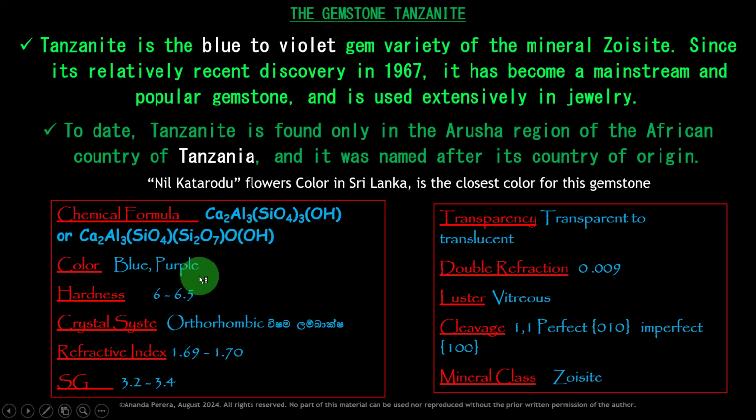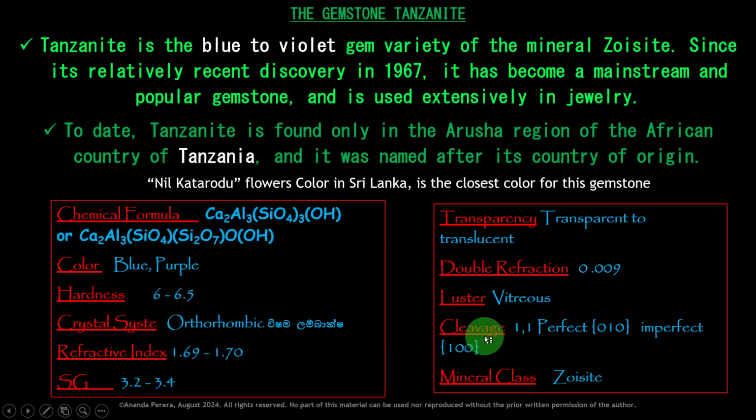Color, blue, purple. Hardness is this. Crystal system is orthorhombic. Tanzanite is orthorhombic, and the other one is monoclinic. You can remember it from the earlier lesson. RI is 1.69 to 1.70. SG, specific gravity, 3.2 to 3.4. Transparency is transparent to translucent. Double refraction is 0.009. Luster is vitreous, glass-like.